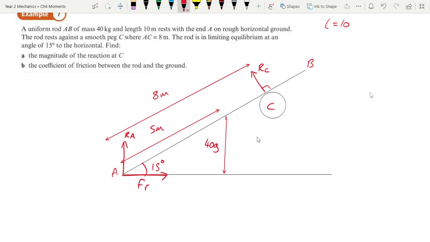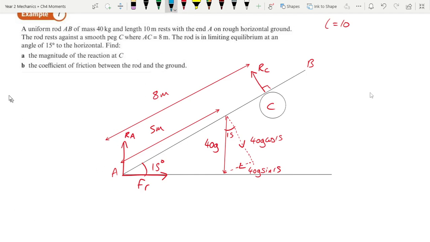Other things we could do, we could resolve the weight here, just like on the last one, because we're probably going to need to use the perpendicular component of it. So just do exactly the same as we do for slopes. So this is 15, so this is 40G cos 15, and this is 40G sine 15. Okay. And now we can see if we can work out the things that it's asking us to work out.